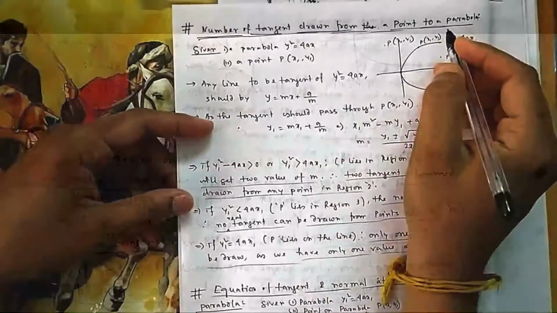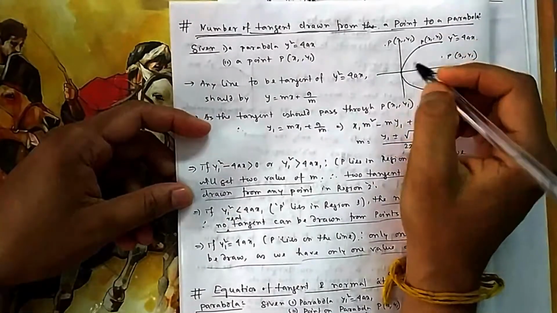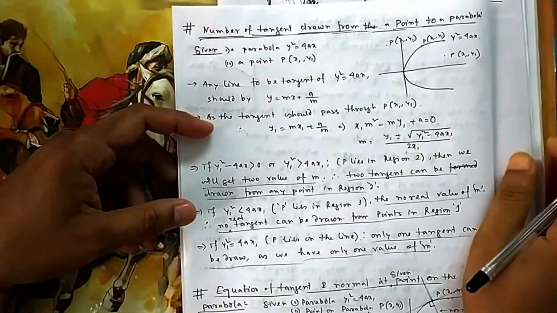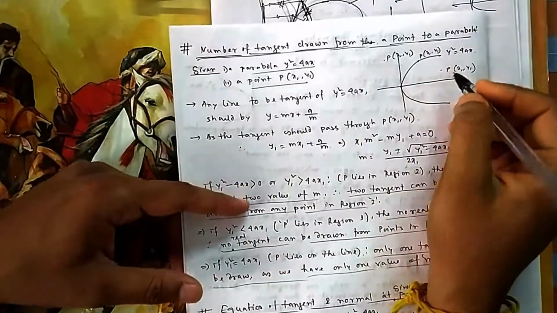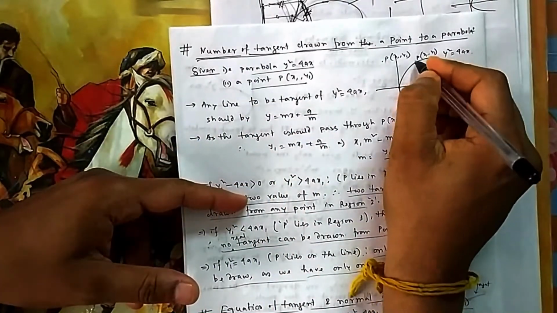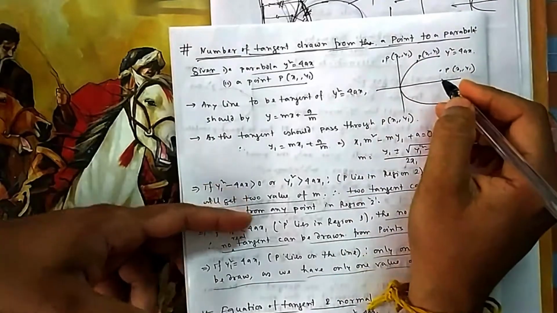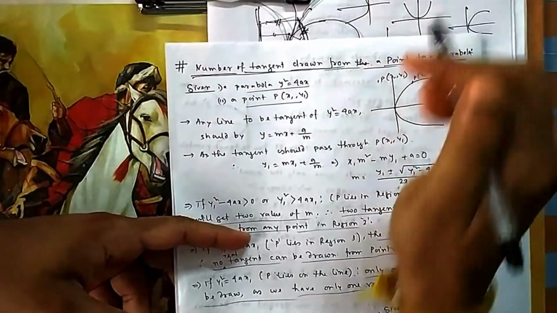The number of tangents drawn from a point to a parabola. If you have a point, then how many tangents can you draw? So a parabola is given to you, a point is given to you. Suppose a parabola. Now the point can be inside, can be on the line, can be outside. 3 different locations I have written. So let us try one by one.